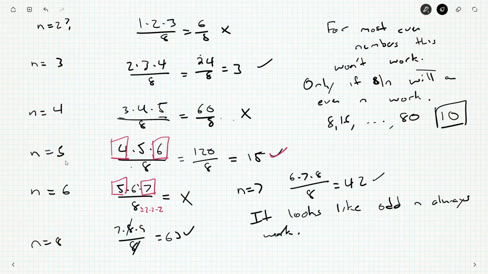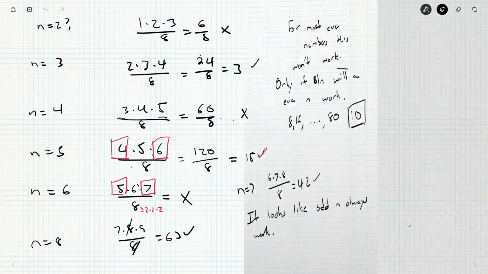Now 2 to 80. If you spent maybe 5 minutes working out all the odd numbers, you could probably convince yourself that, yeah, it's going to work out. You could even count them up. And yes, every odd number will work. Let's talk about why. Okay?